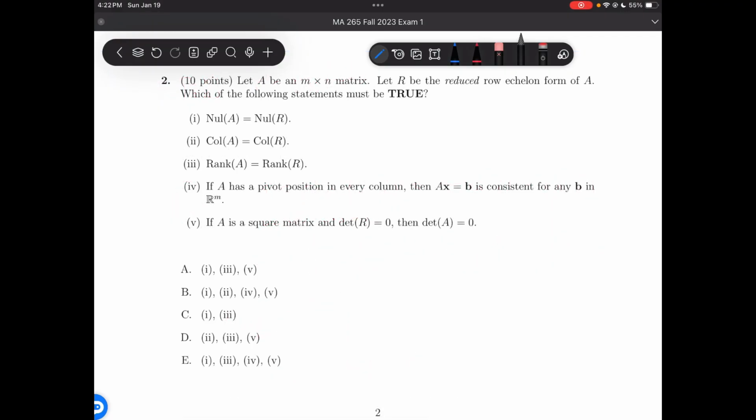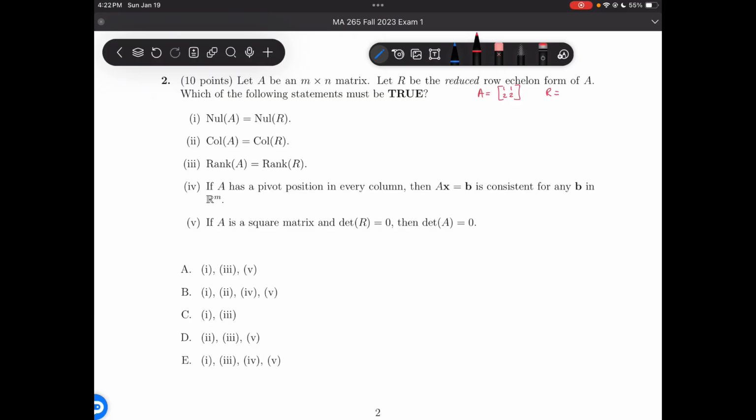Okay, problem 2 says let A be an m by n matrix and let R be the reduced row echelon form of A. Which of the following statements must be true? Okay, so I think to understand this problem, it's good to have an example. So our example for some of these statements will be 1, 1, 2, 2, and we need to find the reduced row echelon form of this matrix.